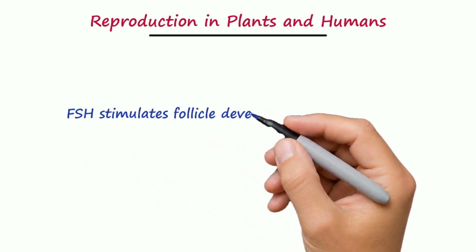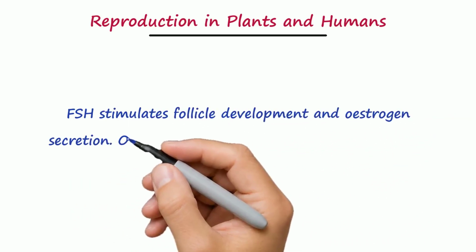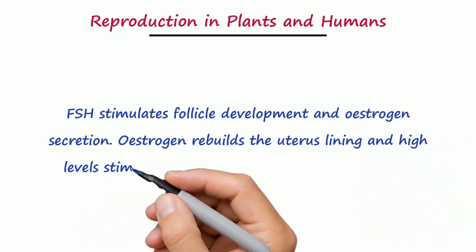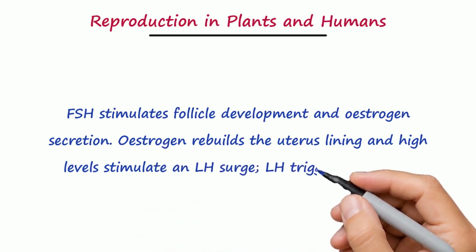FSH stimulates follicle development and estrogen secretion. Estrogen rebuilds the uterus lining and high levels stimulate an LH surge. LH triggers ovulation.